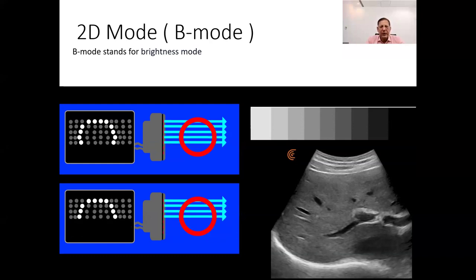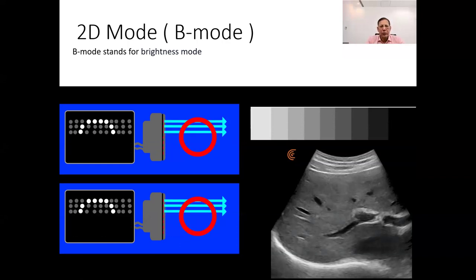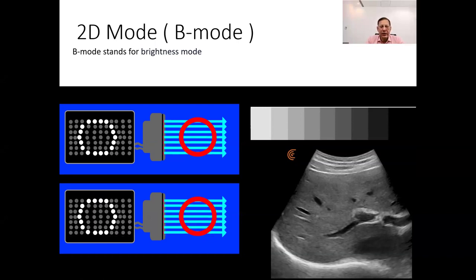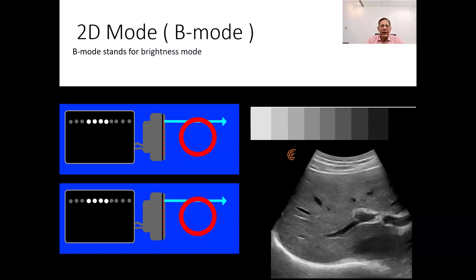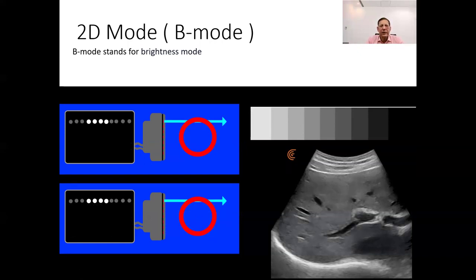The returning echoes are presented as dots. The position of the dot on the display is related to the depth of the reflector. The brightness of the dot, also known as echogenicity, is proportional to the strength or amplitude of the returning echo or signal. The stronger the returning echo, the brighter the spot.